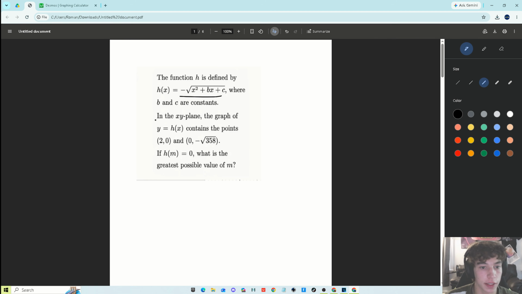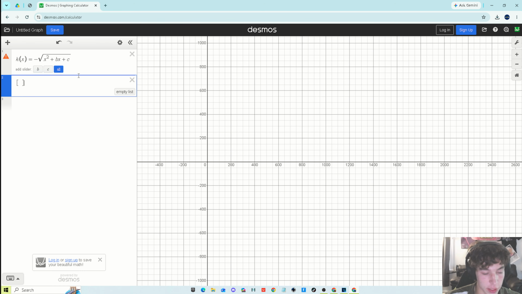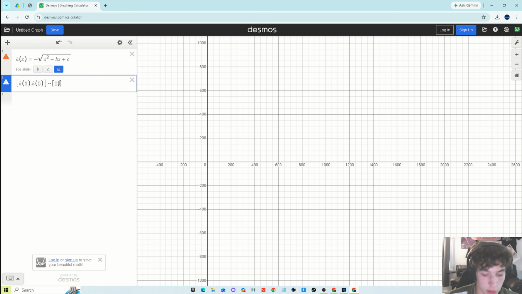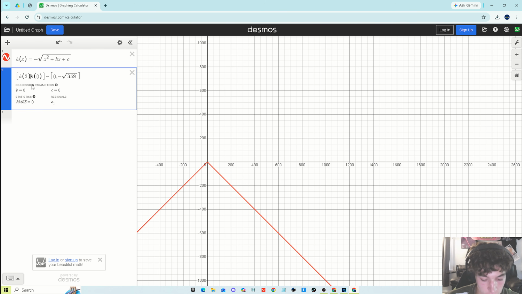And then it says we have these points on that line. So we'll define those with a Desmos list. So we'll say h of, what was it, 2, 0? So h of 2 equals 0. And then h of 0 equals negative square root 358. Sorry, that's supposed to be a comma.